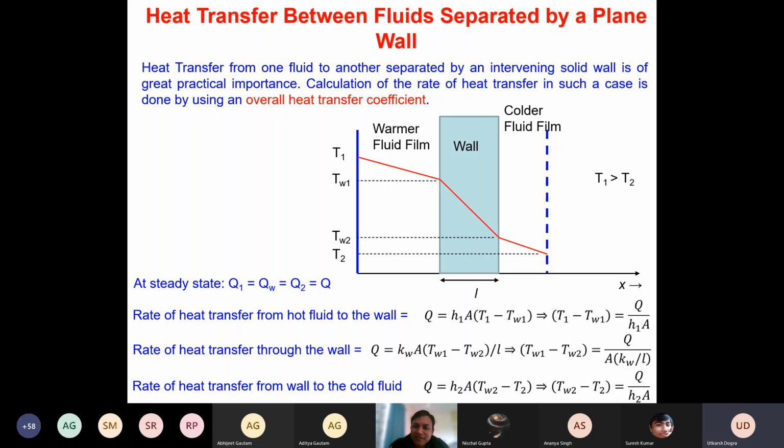Sir, I had a doubt. If the wall is not there, is it possible H1 and H2 would be different? If this wall is not there, then you are mixing both the fluids, isn't it? Then it's not a heat transfer. But instead of this wall, with thermal conductivity KW, there is another material with another conductivity. If another material is there, is it possible H1 and H2 may change? No, H1 and H2 are not dependent on the thermal conductivity of the wall.